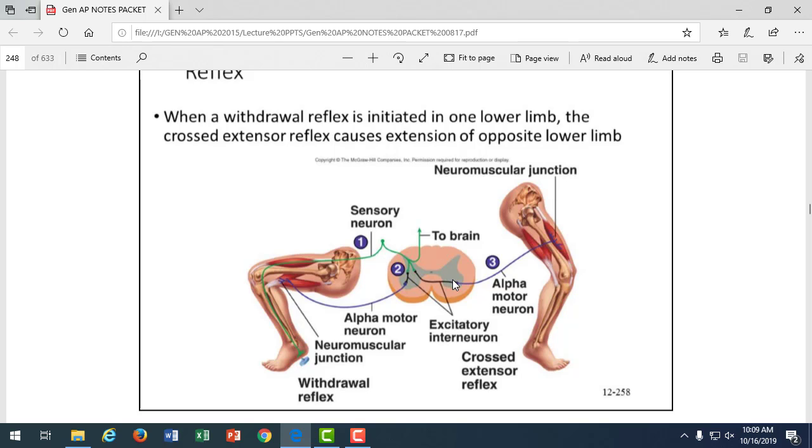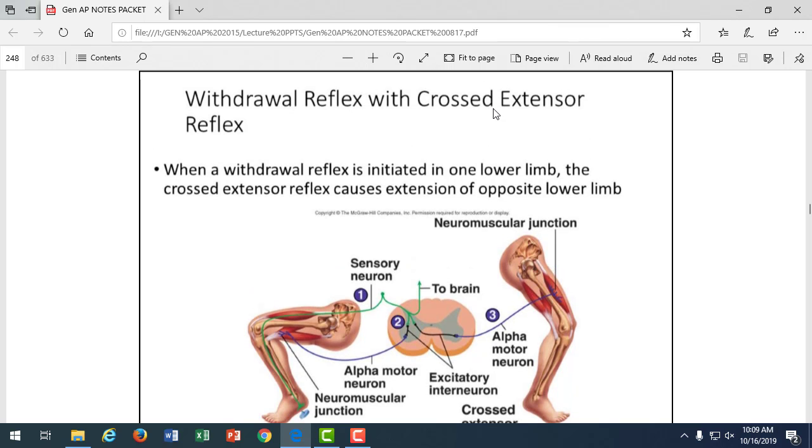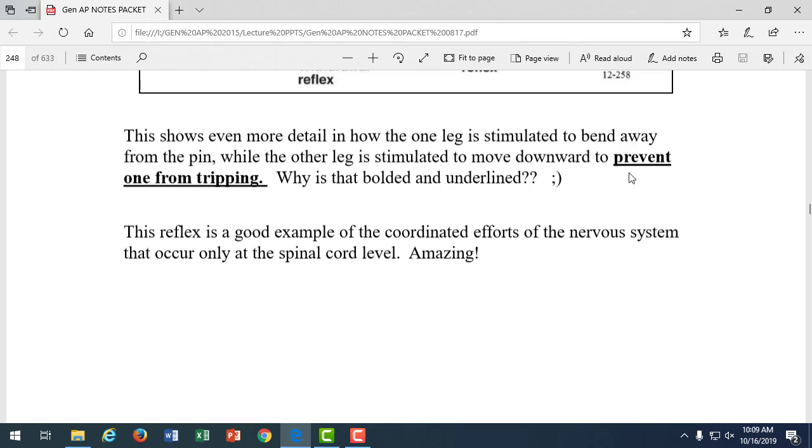we better cross over to the other side of the spinal cord where the other neuron is going to the leg, and we better put that leg down. So if I'm walking along and I suddenly pull this one up with a reflex, this one better drop and contract to hold me upright. That's why we call it the crossed extensor. We have to extend the other leg. And what is the key thing? I've bolded and underlined it and asked you, why do you think it's bolded and underlined? Right. It's an important piece of information.